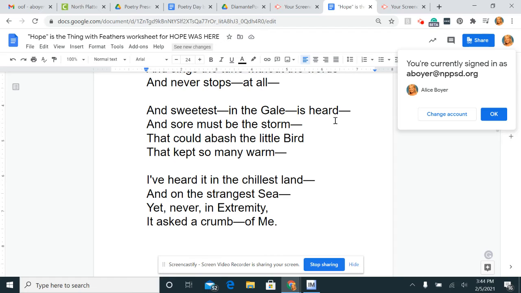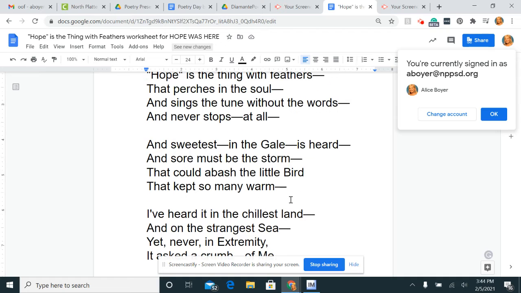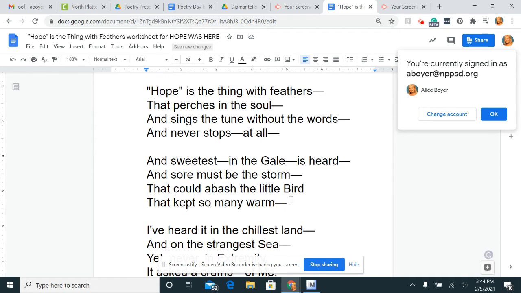crumb of me. So one thing hopefully that you notice is that it has different words throughout it that are capitalized that wouldn't normally be capitalized. So gale, bird, sea, extremity, me, those would not normally be capitalized at the end of a sentence, okay?